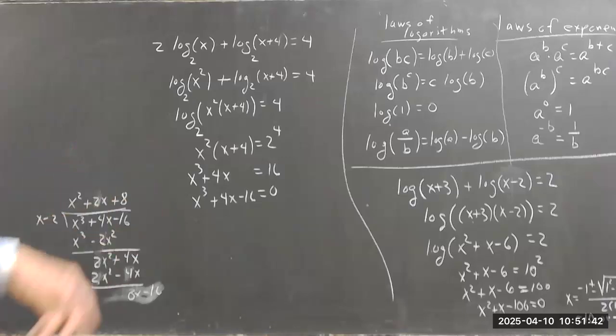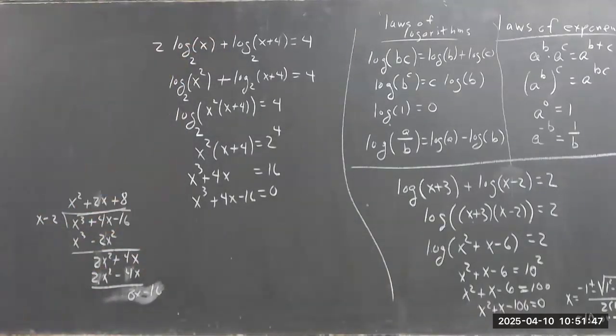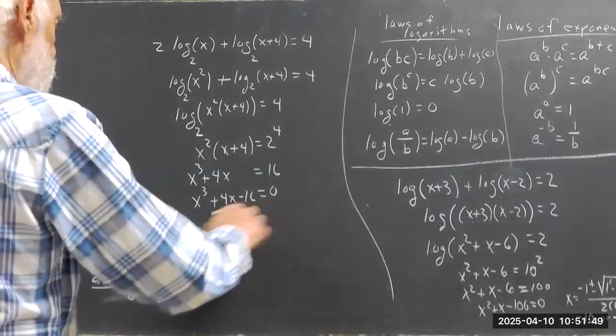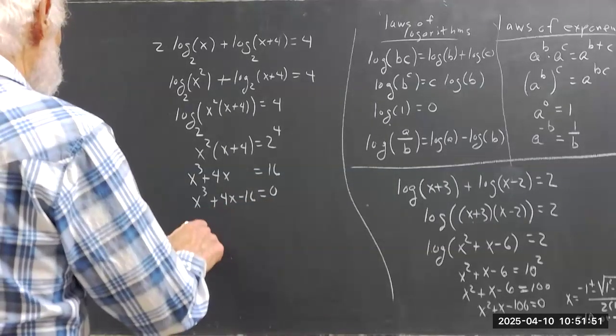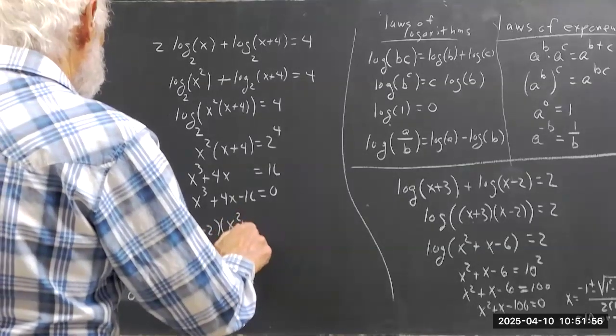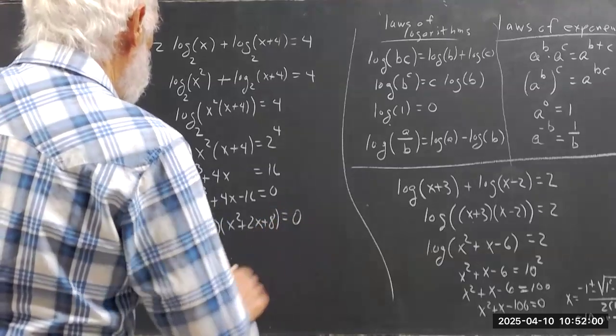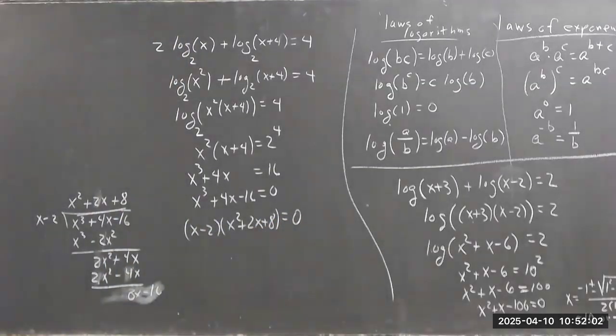Okay, so just to demonstrate, since this popped up and just coincidentally, I didn't make it up that way, it is solvable because this is factorable. This is x minus 2 times x squared plus 2x plus 8 equals 0.